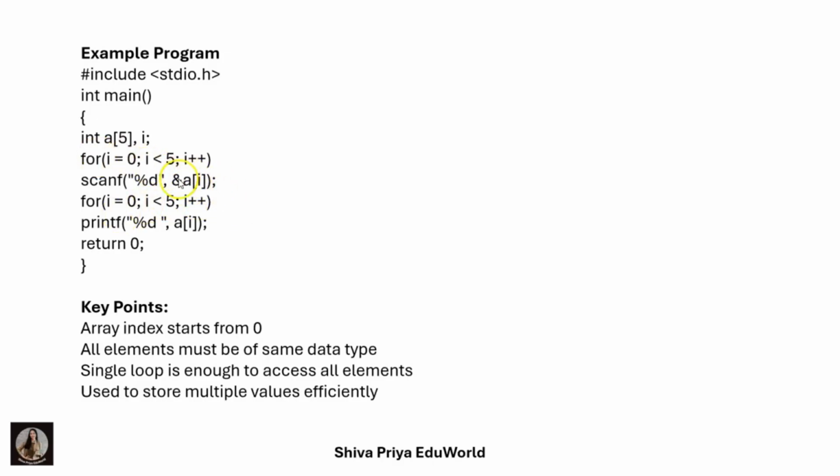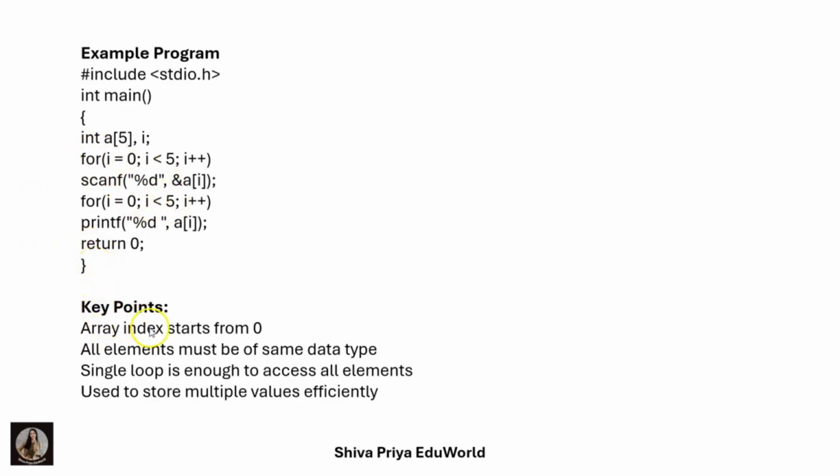scanf("%d", &a[i]). %d is a format specifier I will use for integer values. I have already explained about format specifiers in previous videos. You can check out those videos. And &a[i], it will go to that index i. And after that, for i = 0, i < 5, i++, again printf("%d", a[i]). It will print the values, it will start from 0 and keep on incrementing until the value becomes less than 5. Once the condition fails, it will come out of that loop.